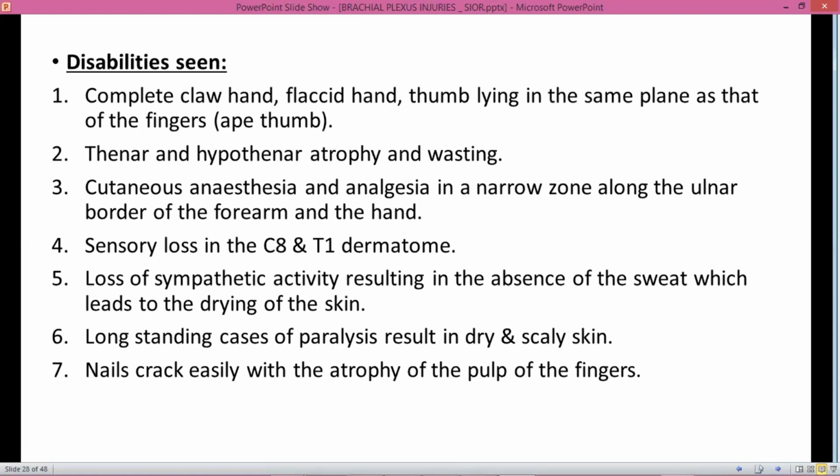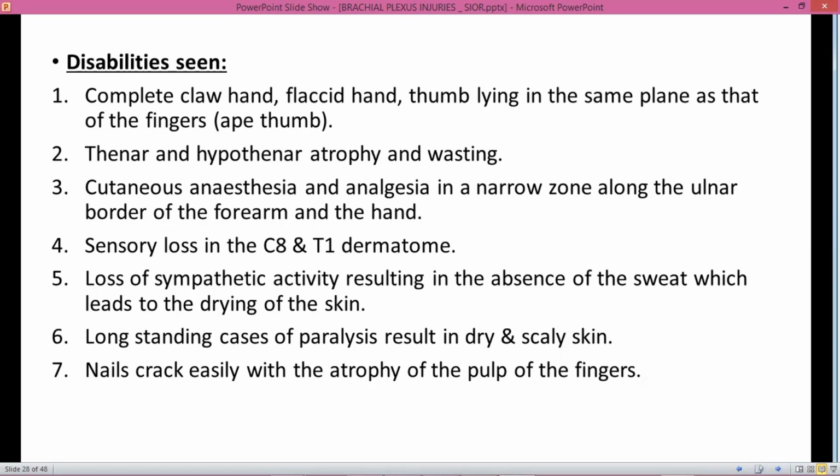Now, talking about the disabilities which are seen, typically you will see an ape thumb and a complete claw hand, and there will be thenar and hypothenar atrophy and wasting. There is associated cutaneous anesthesia and analgesia in a narrow zone along the ulnar border of the forearm and the hand. There will be sensory loss of the forearm and the hand, and loss in the dermatome. Basically, the C8 and T1 dermatomes will have loss of sensation.